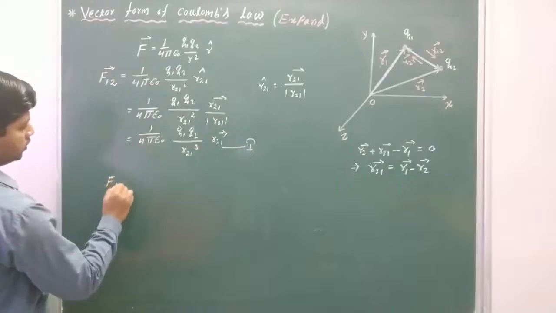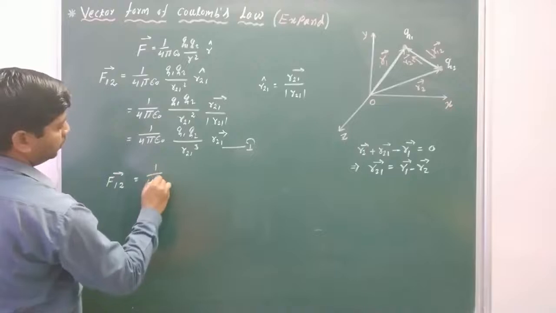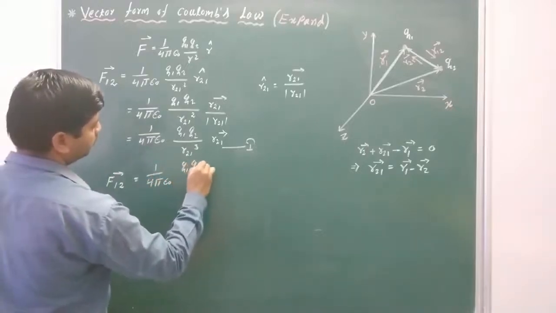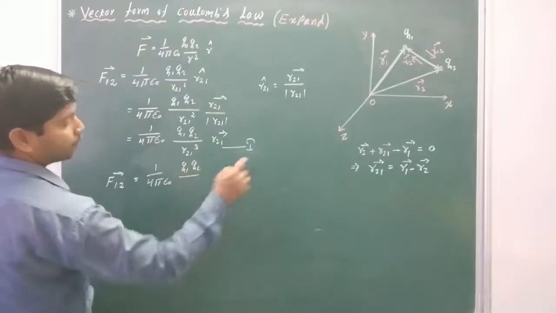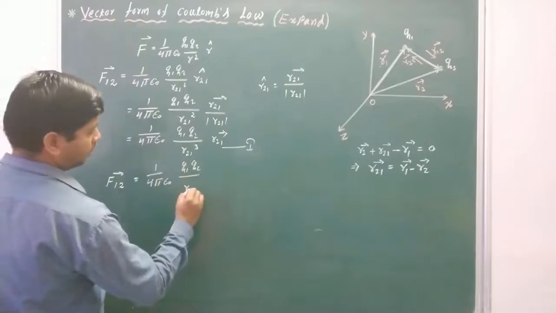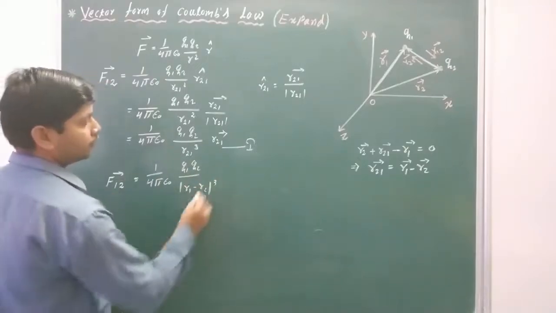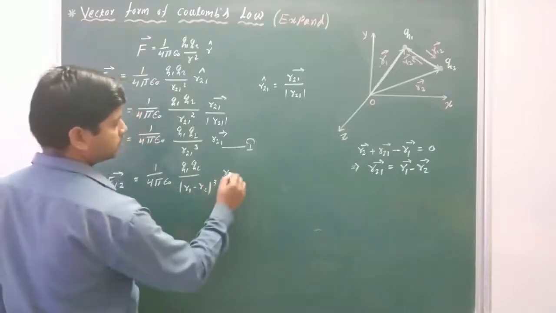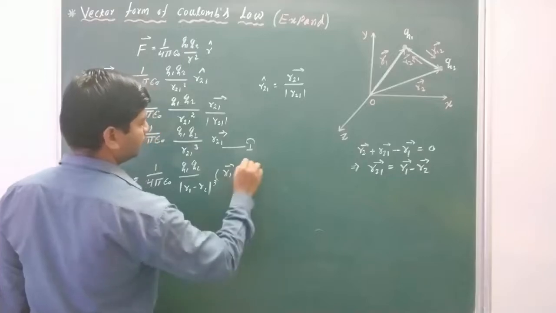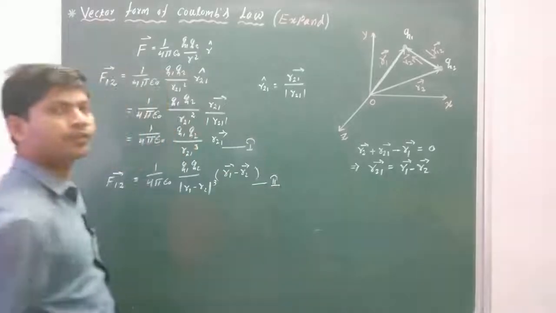Then the force on the first due to the second is equal to 1 by 4 pi epsilon naught into Q1 Q2 by R21 square. That means here R1 minus R2 mod cube into R1 minus R2 vector. Okay, let it be equation 2.